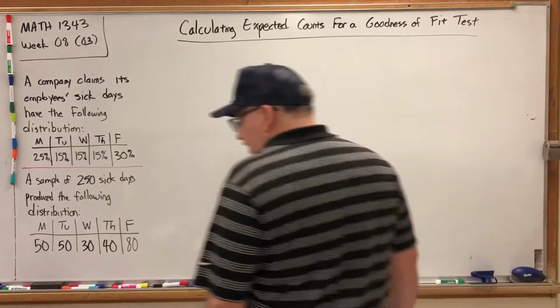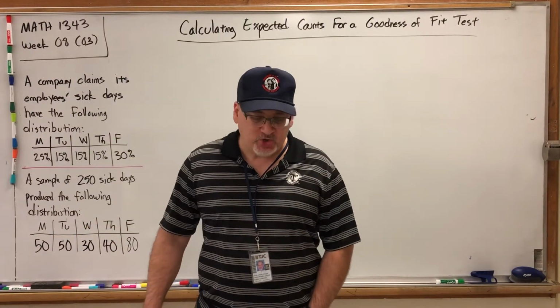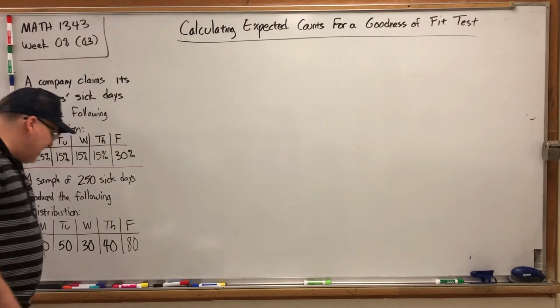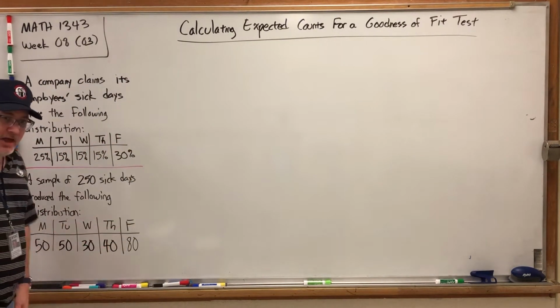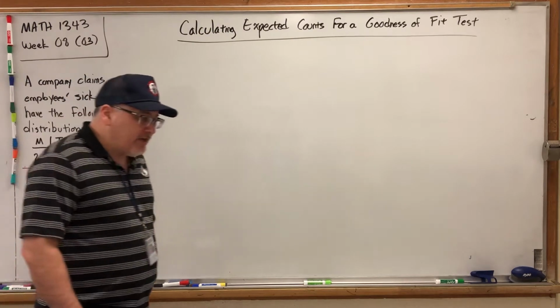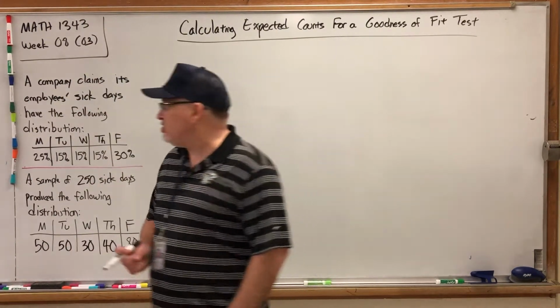In the previous video, we described how to state the hypotheses for a goodness of fit test, and our next move is to work towards building evidence from our sample as to whether or not it supports our claim about the population. And our first move is to calculate what are called expected counts.